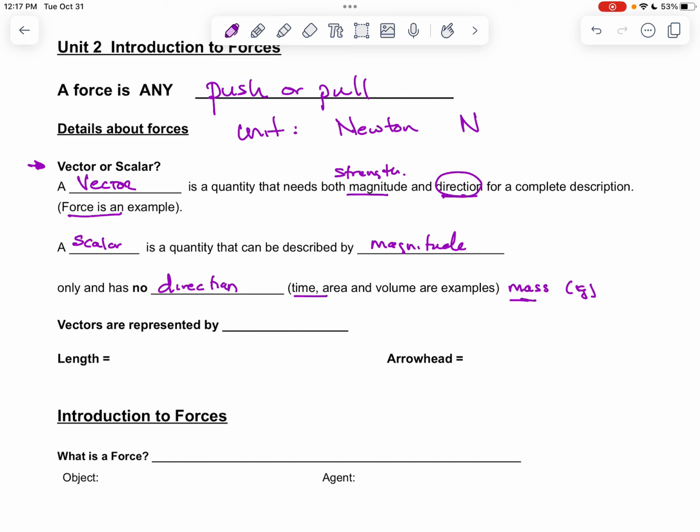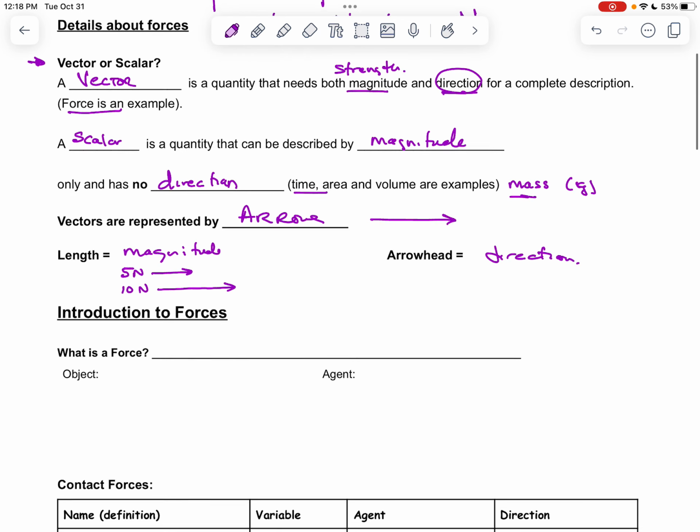So how are we going to draw them? Because we're going to be drawing a lot of pictures with forces. Forces are represented by arrows, just like that. And the length of the arrow gives us the magnitude or the strength. So for example, if I had an arrow and I labeled it 5 newtons, if I was to draw an arrow that was 10 newtons, it would be essentially twice as long. So the length of the arrow is the magnitude. The arrowhead is going to point in the direction that it's acting. So that's going to be important when we start introducing the forces.